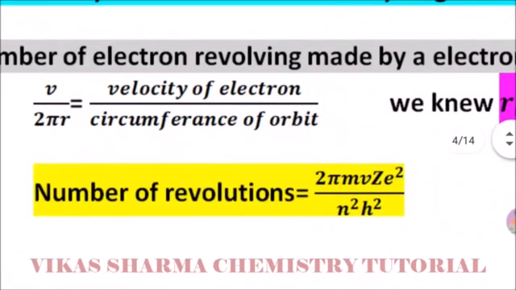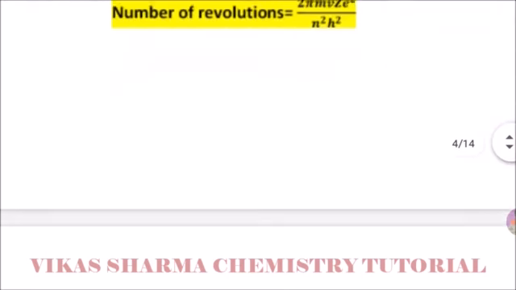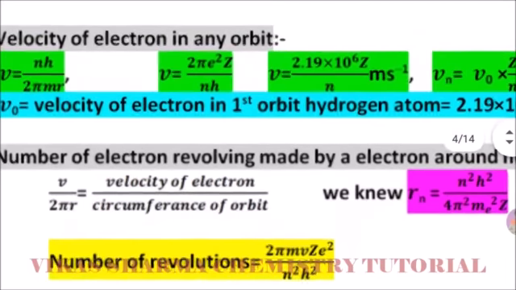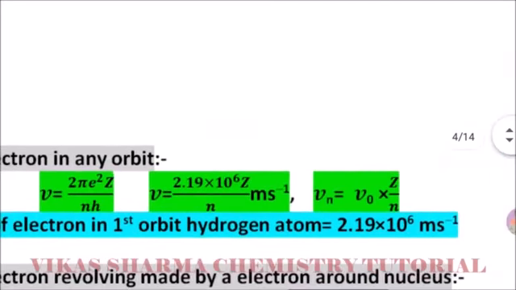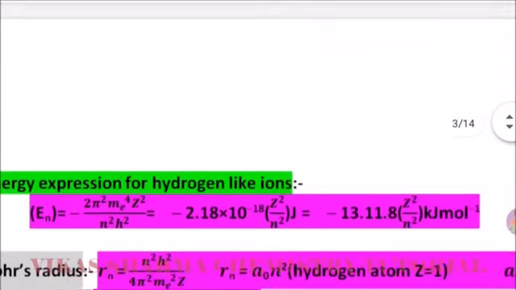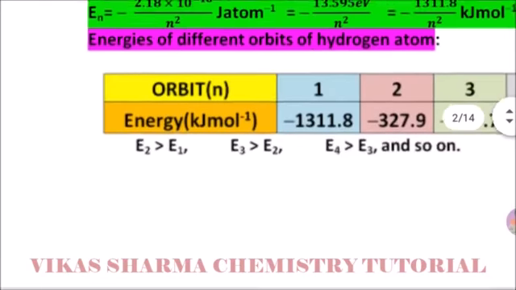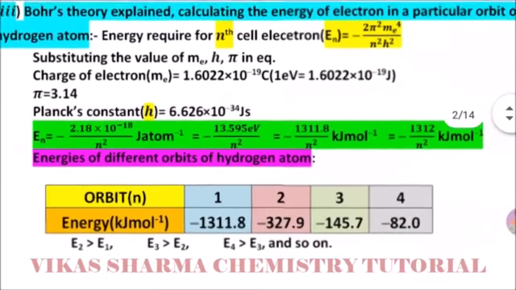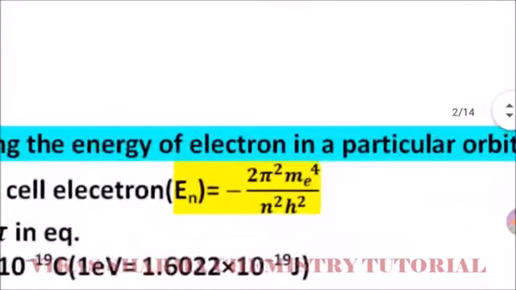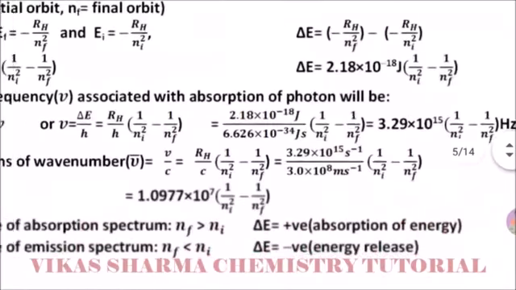So the number of revolutions of an electron in a particular orbit is equal to 2 pi m e^4 Z^2 divided by n^3 h^3. So student, this is the formula for the number of revolutions, this is the formula for the velocity of the electron, and this is the calculation of the radius of an electron in a particular shell. This formula is used when we want to calculate the energy of a shell. So this is the formula for that. These formulas are used in this topic, student.